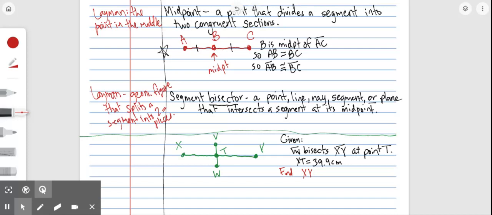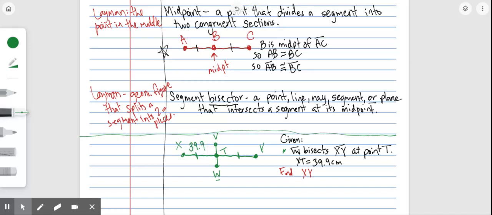We've got XY on the horizontal, VW on the vertical, and their intersection is T. And then I have some given information over here on the right. Given means this is stuff that's told to me in the story problem. The story problem says that VW bisects XY at point T. So that means that this line, VW, is a bisector of XY, which means, if I'm supposed to mark this, that XT is congruent to TY.